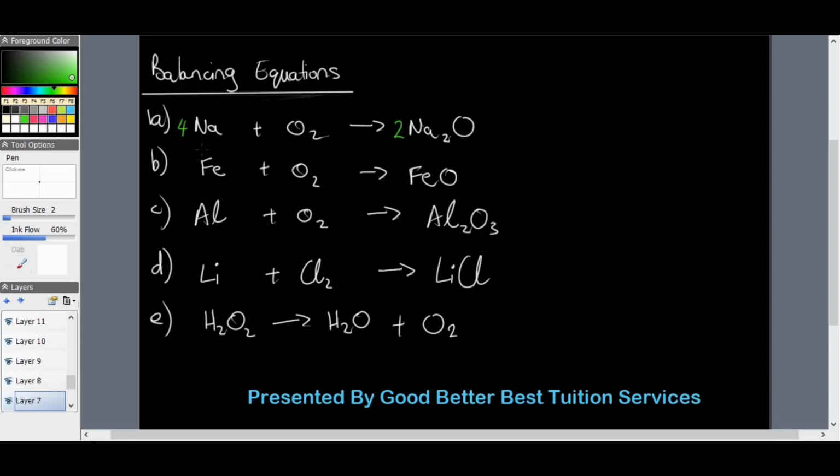I nominate someone to do the second one. B. Jordan, balance B for me, please. We have iron plus oxygen gives us iron oxide. I don't know if I did it right, but I put a 2 in front of the oxygen. Behind the arrow, like on the right side. On the right hand. Yeah. No, in front of the oxygen.